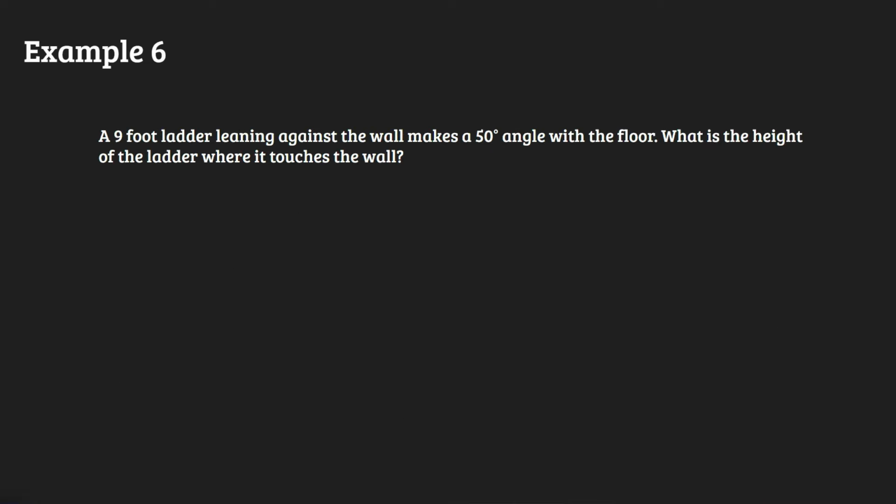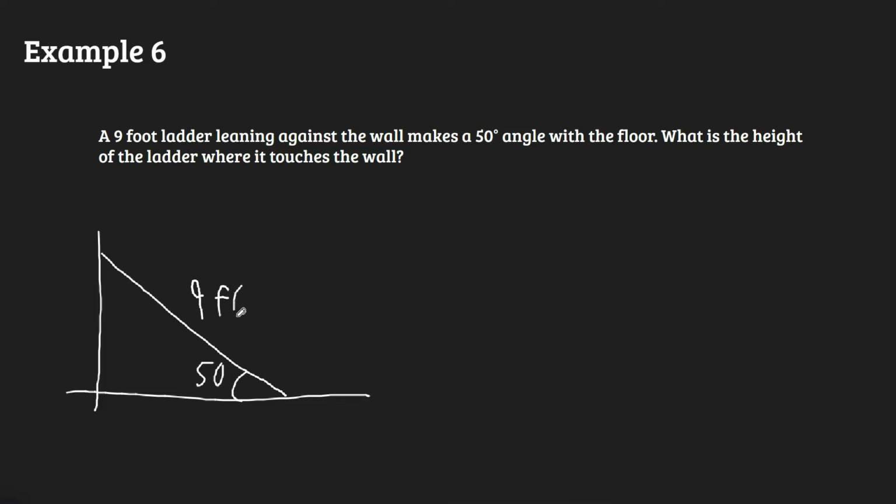For this last problem here, I wanted to choose a problem that was a little easier to imagine. So we're told that a 9-foot ladder is leaning against a wall, making a 50-degree angle with the floor. And we want to find the height of the ladder where it touches the wall. So we have a wall, we have a floor, and then we have the ladder leaning against the wall. And then we're told that it's creating a 50-degree angle with the floor. And again, we're told the ladder is 9 feet. It's 9 feet long. So this hypotenuse here is 9 feet.